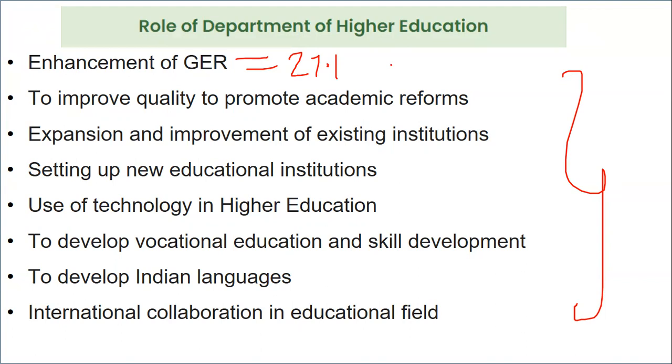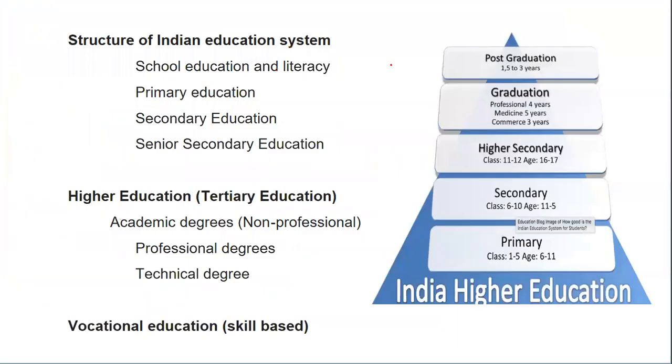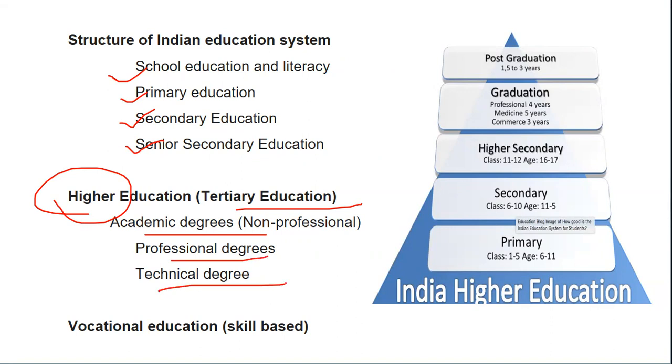Definitely required for the higher education. Now, the structure of higher education, which is very, very important. You can get this question in the form of MCQs. You can get it in the form of match the following. So you should be able to answer this very well. So the structure of higher education system, it's school education and literacy, primary education, secondary education, senior education. Higher education, we have tertiary education, which is academic degrees, professional degrees, technical degrees, vocational education in the form of skill-based education.